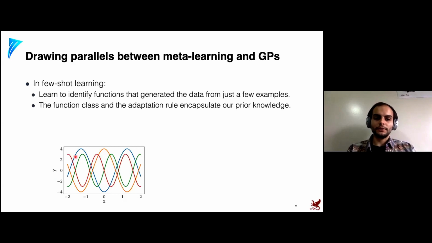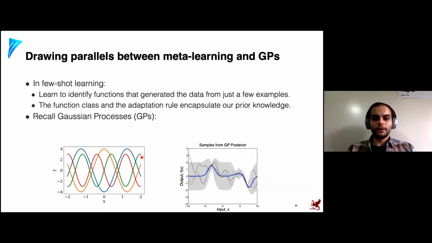So the goal of this adaptation rule is to use this prior knowledge about the structure of this functional space that we believe is true, right? We would like to be able to identify these functions. So if you remember Gaussian processes, they are basically doing something very similar. So imagine that you have a Gaussian process and then you have a few observed points here, right?